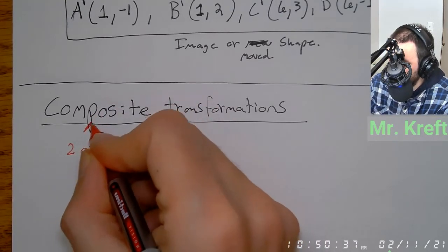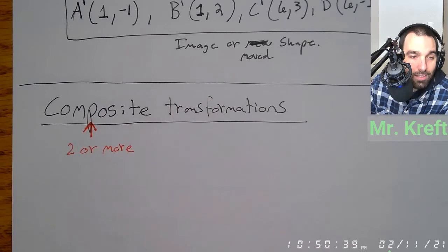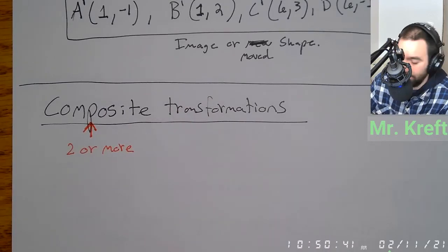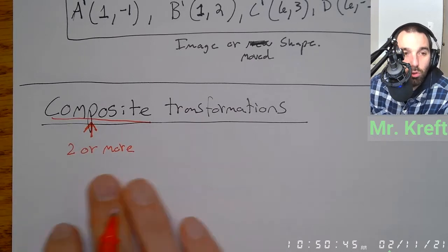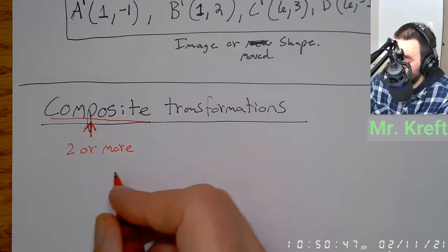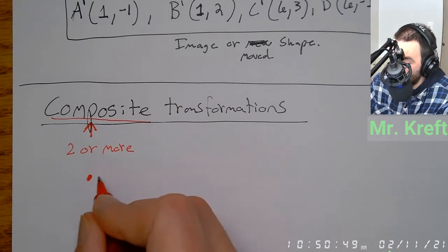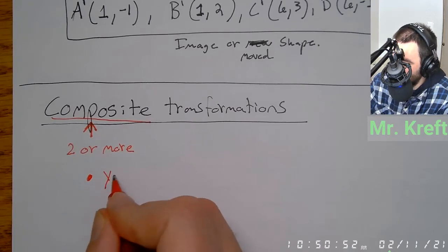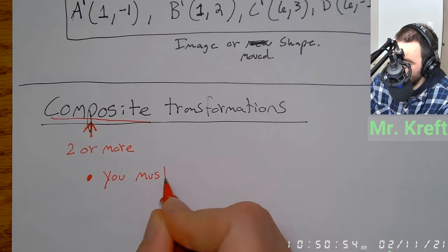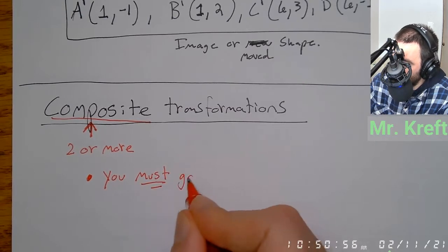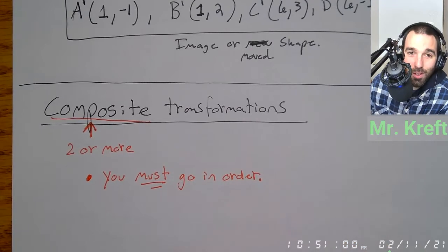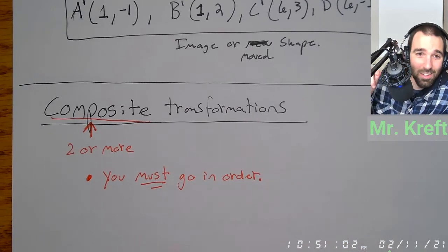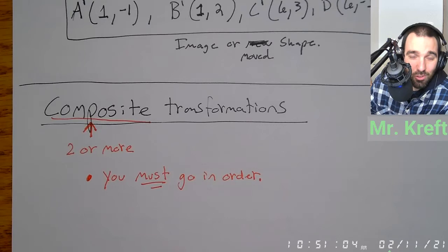Okay, so composite, I kind of put that in the P there. Composite means two or more. So composite means two or more. So two or more transformations. What's really important here is that you have to go in order. You must go in order. If there's transformation 1 and transformation 2, you have to do transformation 1 first.